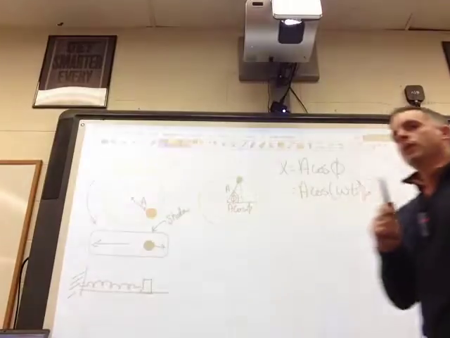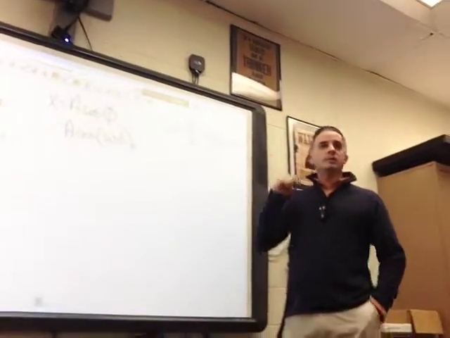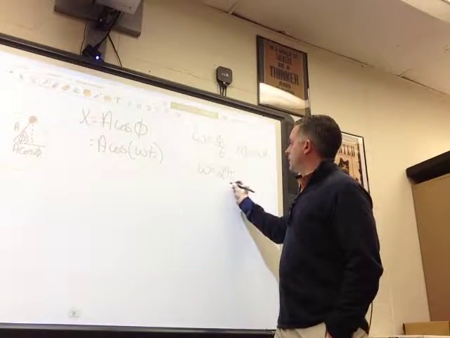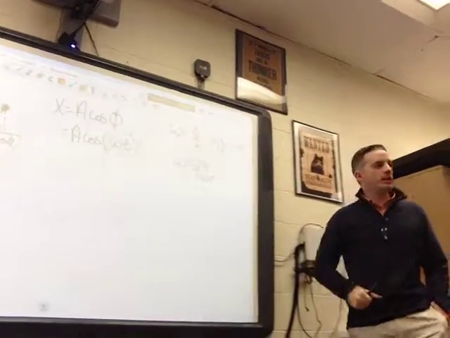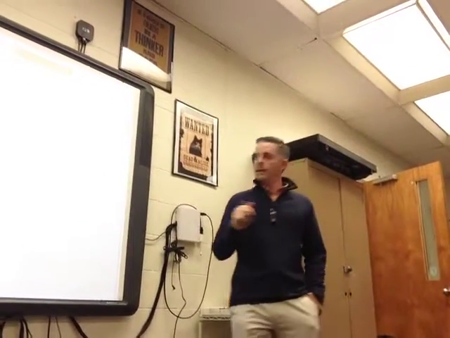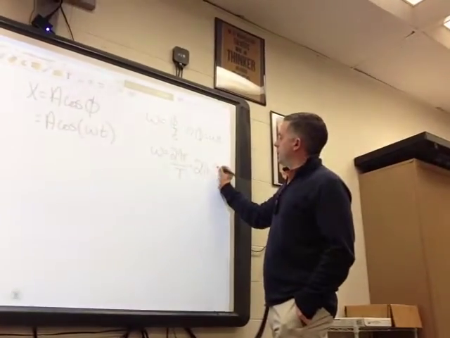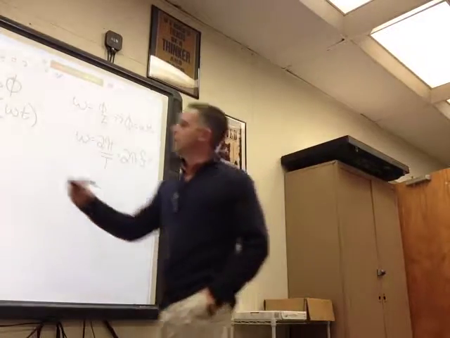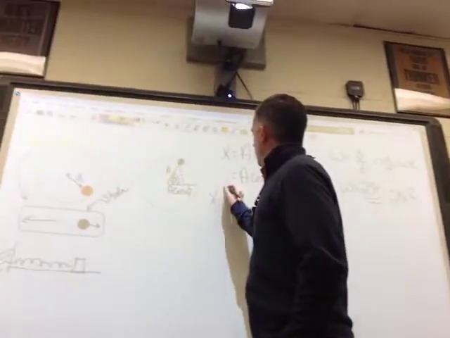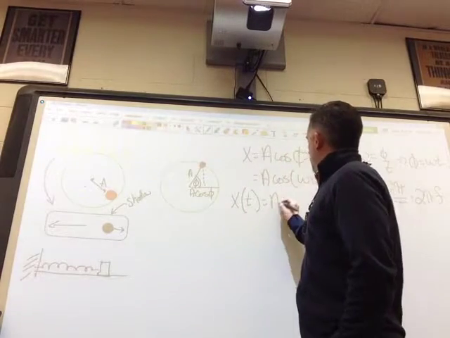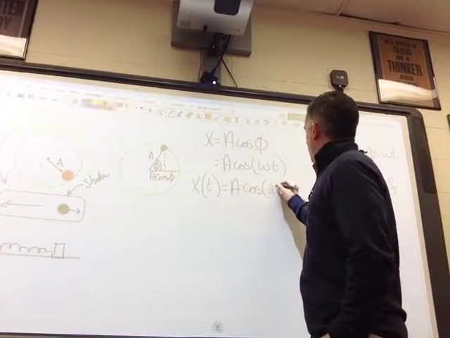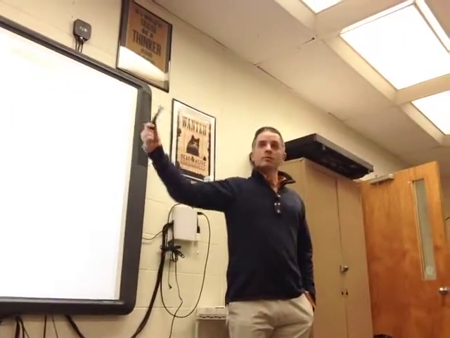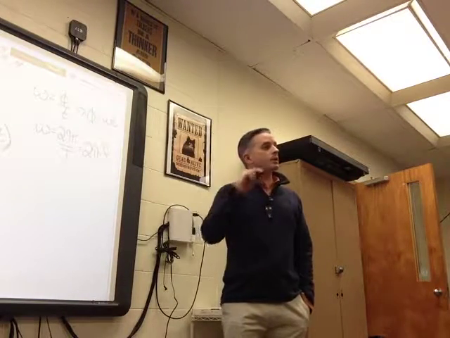Now, we also know from circular motion that omega is equal to 2 pi divided by the period, 2 pi radians divided by the period to go around that 2 pi radians. We could also call it 2 pi times the frequency. Now we have it as a function of time. So we get A cosine of 2 pi frequency times the time, which is that equation we learned previously with the pendulum. Same exact equation.